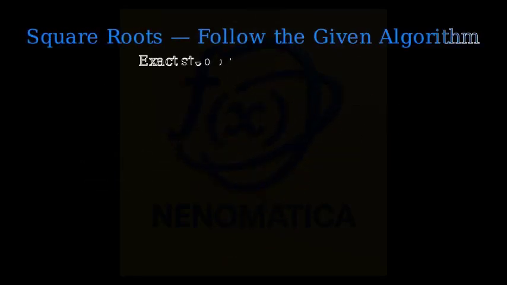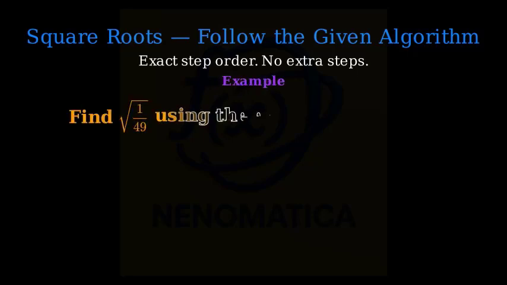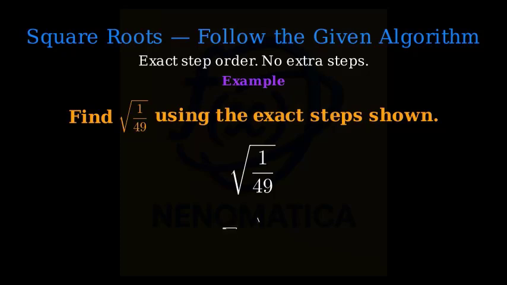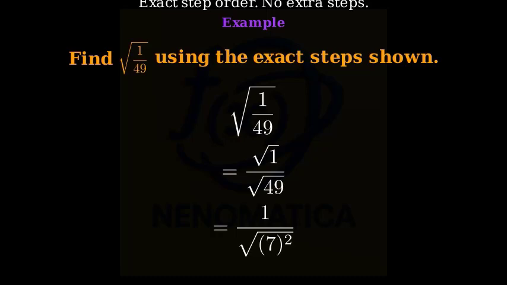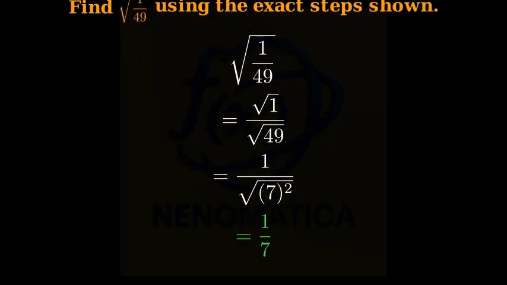In this short lesson, we will follow the exact step-by-step algorithm shown in the prompt to simplify two square root expressions. We will not change the order or add extra steps. Example: we will simplify the square root of 1 over 49 by following the displayed steps exactly. First, write the expression. Then split the square root across the fraction. Next, evaluate the square root of 1 and rewrite 49 as 7 squared inside the root. Finally, simplify the square root of 7 squared to get 1 over 7.